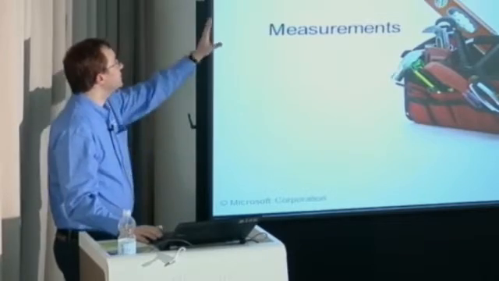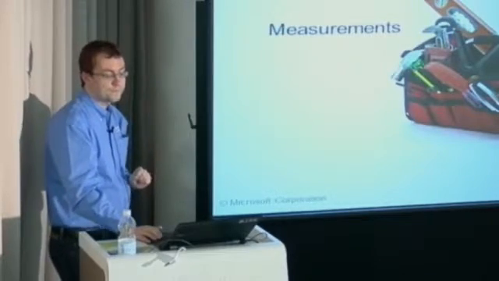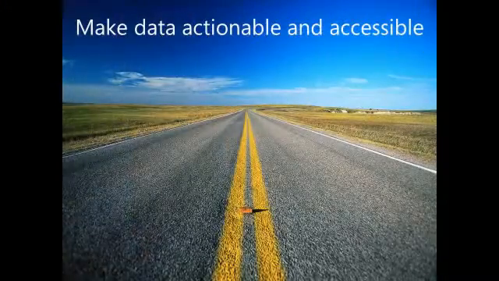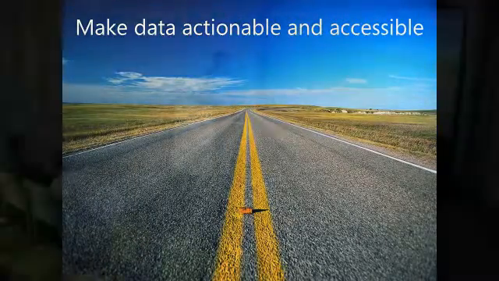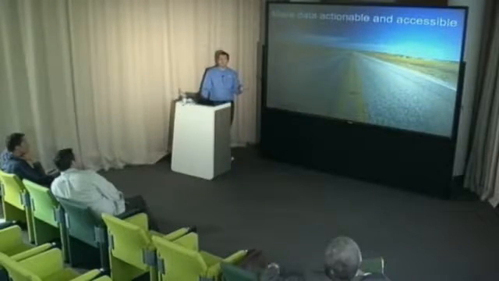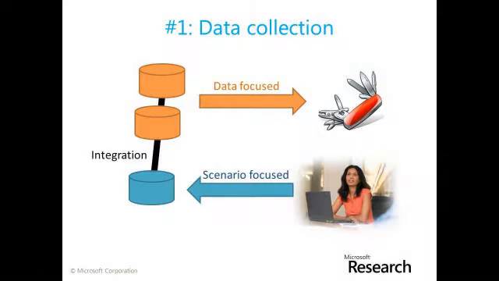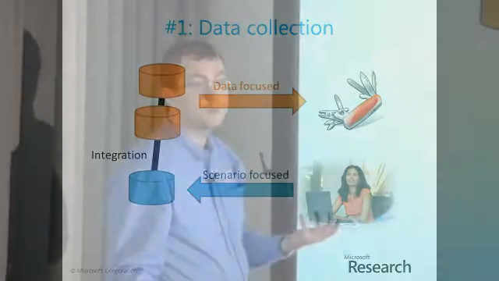And so essentially, a single tool won't be enough. So in short, I think the direction is that we need to make the data that we collect right now more actionable and also more accessible. And there are 6 different directions where I think we can go. First, it's essentially about the data collection.